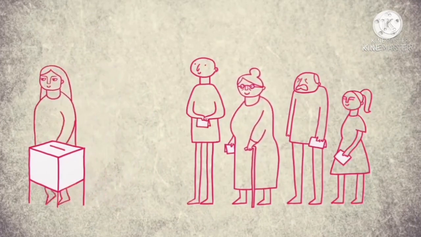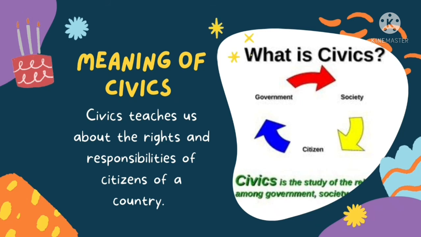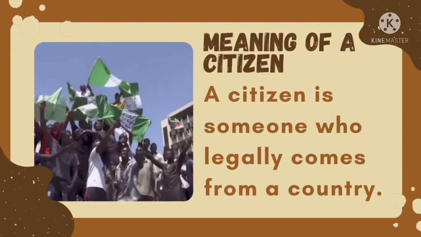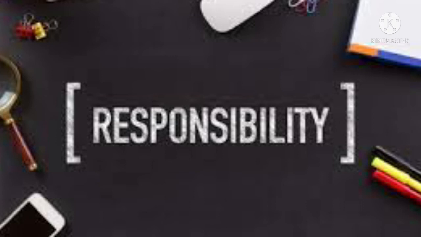Lesson recap. We're going to look at all the things we have done so far. First of all, civics teaches us about the rights and responsibilities of a citizen. A citizen is someone who legally comes from a country. Our rights are those things that all citizens are allowed to have, while responsibilities are those things citizens have to do for their country.